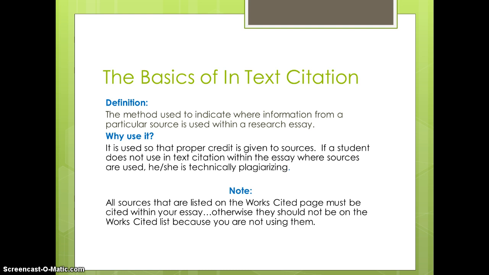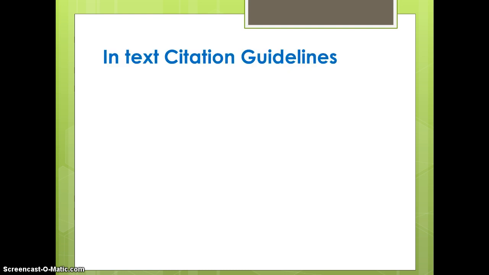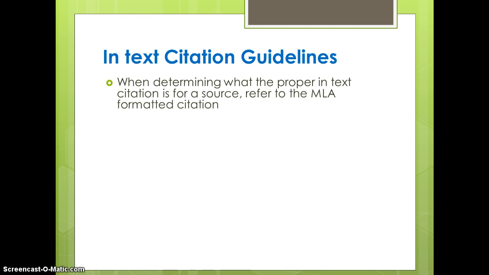And so the next question has to be, well, how do you use it? There are three basic guidelines that we have for in-text citation. First of all, I want you to keep in mind that all in-text citation information is placed in parentheses. Whatever the information is that you're going to use, you place it in parentheses. How do you determine what to put in those parentheses? First of all, look at the citation you created, the MLA formatted citation.